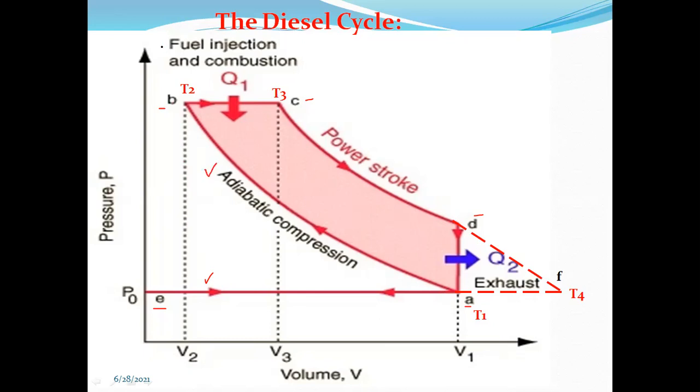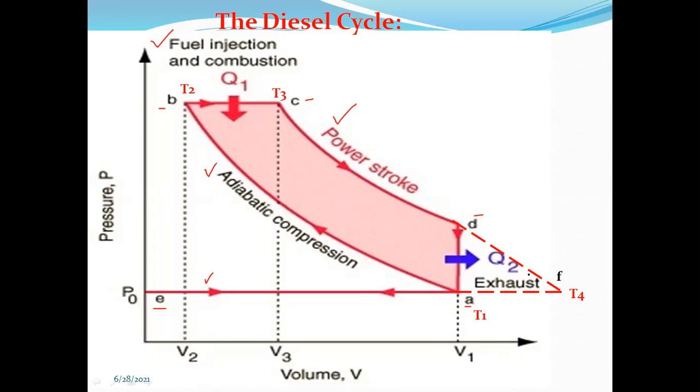B to C is the fuel injection and combustion stroke, which is also known as constant pressure stroke. So here B to C, the pressure of the working substance remains constant. Then C to D is the power stroke. And D to A is the exhaust stroke as indicated by the blue arrow.